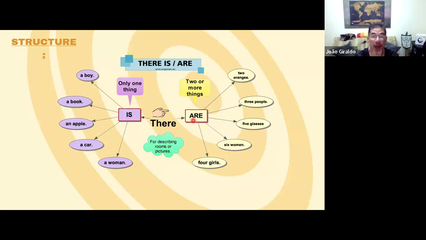We are going to use there are when we have two or more things, plural. So there are 2 oranges, there are 3 people, there are 5 glasses, there are 6 women, there are 4 girls. So you are telling about something, you are showing the existence. There are for plural, there is for singular. Very, very simple, very, very easy to understand. Okay?